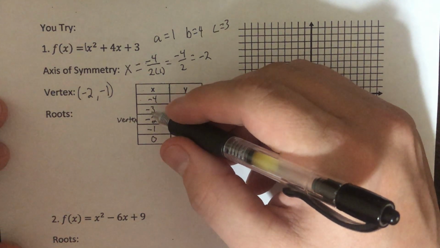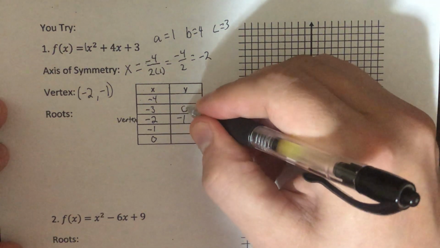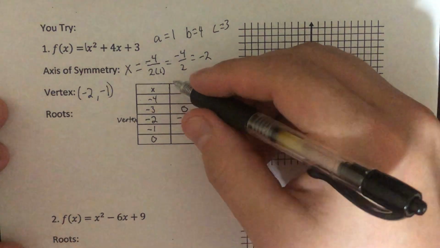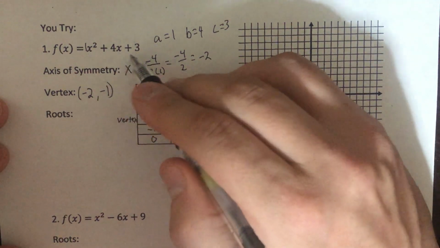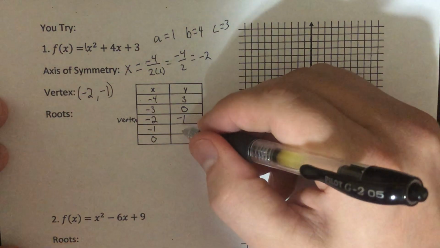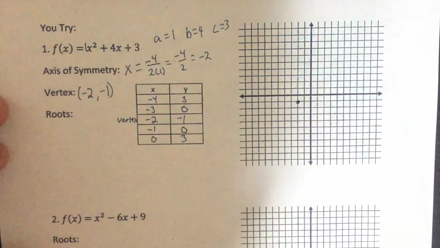I'm not stepping through each one of those at this stage. Negative 3, we get 0. At negative 4, we get 3. You have to plug x in. Make sure you use parentheses. When we put in negative 1, we get 0. When we put in 0, we get 3.